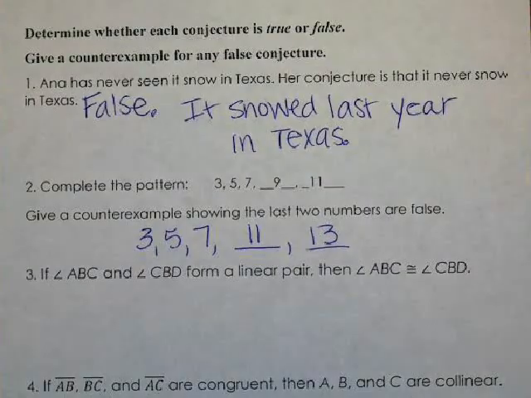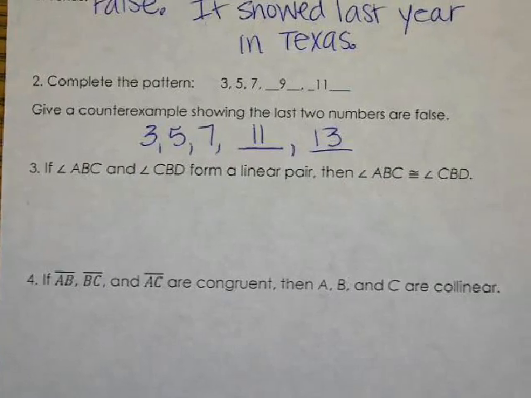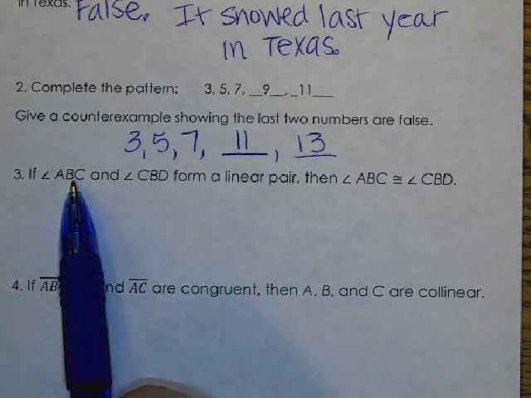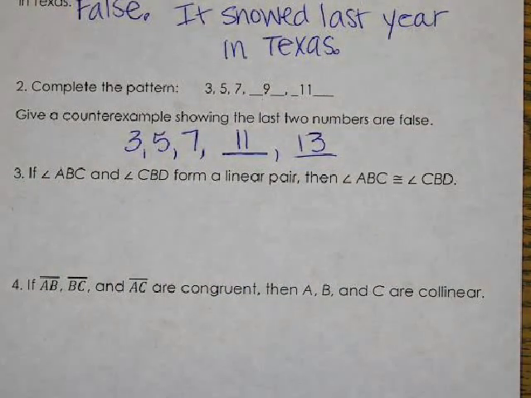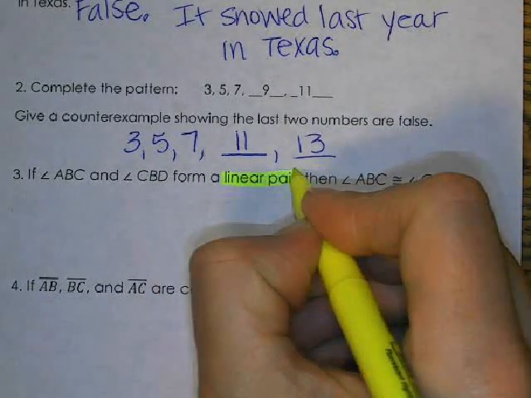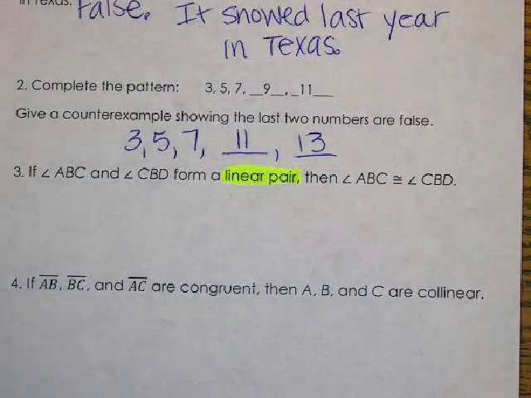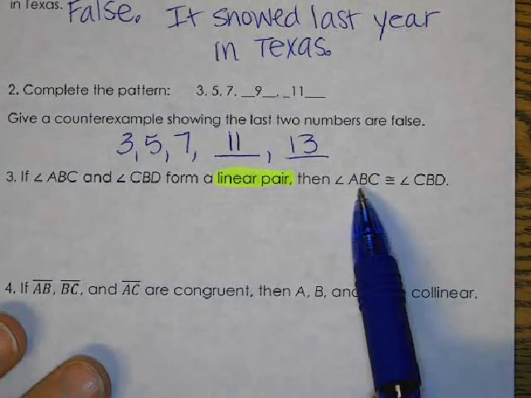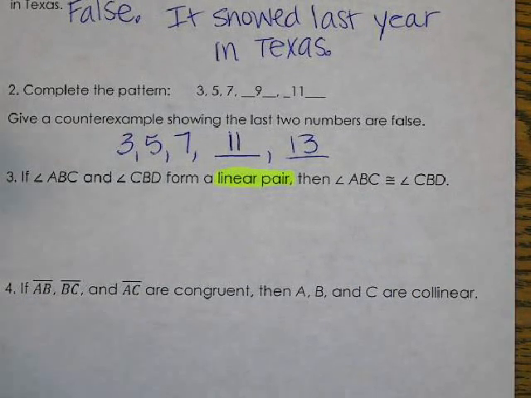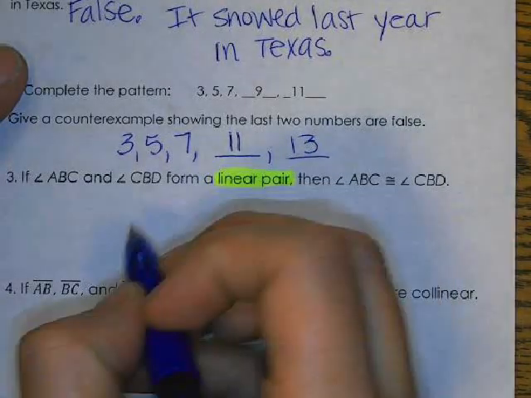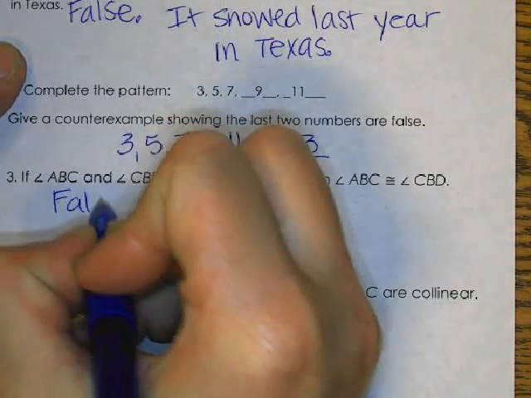Alright. Number 3. It says, if angle ABC and angle CBD form a linear pair. Remember what a linear pair is again? A linear pair is when those two angles make a straight line. And it says, if the two angles make a straight line, then angle ABC is congruent to angle CBD. Is it true that every linear pair has two congruent angles? No, that's false. So this statement is false.